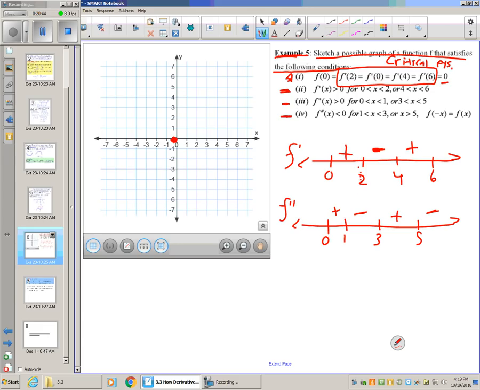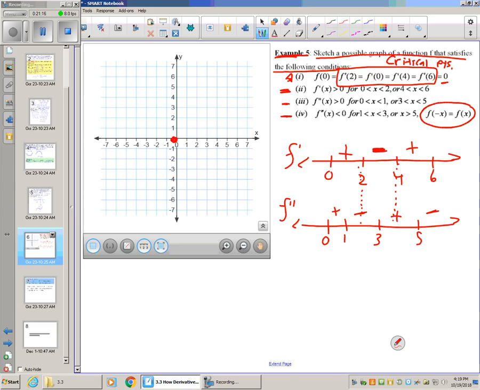Now, if you look at this, if we're going from negative concavity to positive concavity, the only way that can happen is if our slope is negative. So that's another reason I can assume that between 2 and 4 we have a negative slope. So look, we have some information about our graph between the points 0 and 6.